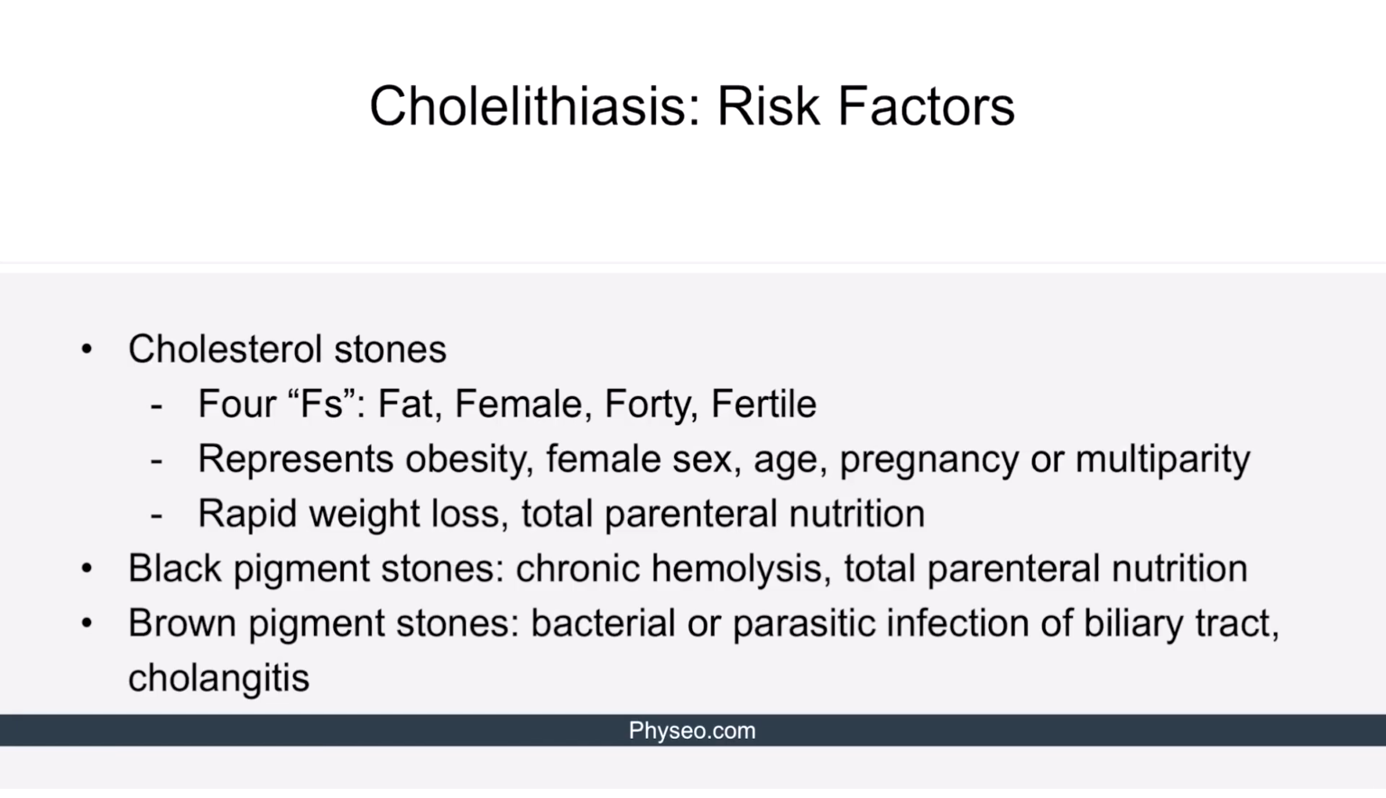The risk factors for cholesterol stones are the famous 4 F's, which are fat, female, 40, and fertile. These indicate obesity, female gender, age, and parity. Additionally, malabsorption and total parenteral nutrition are risk factors for stone formation. TPN is a risk factor for gallstone formation due to biliary stasis related to the absence of enteral stimulation. Risk factors for black pigment stones are any condition that leads to chronic hemolysis. The major risk factors for brown pigment stones are bacterial or parasitic infections of the biliary tract.